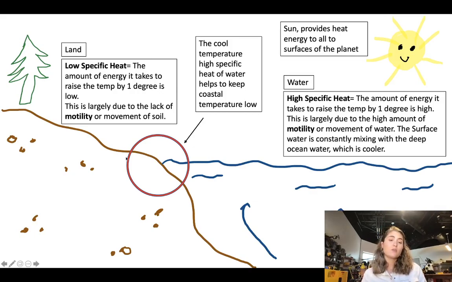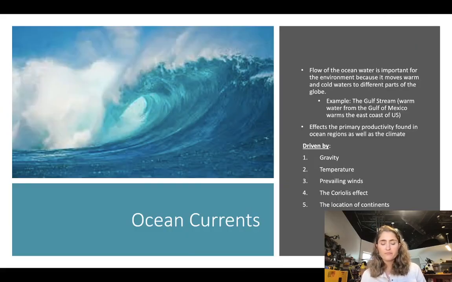Now we do have this sweet spot, and these are coastal regions where the ocean meets the land. We live in a coastal region here. The cool temperature and high specific heat of water generally helps keep coastal regions much cooler. You get the cool temperatures rolling off the oceans starting to affect the relative temperatures of the land in that area as well. That's why people tend to prefer to live closer to coastal regions. But we're going to focus on that a little bit later in this PowerPoint.